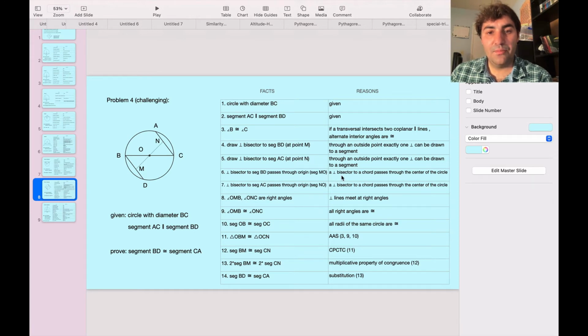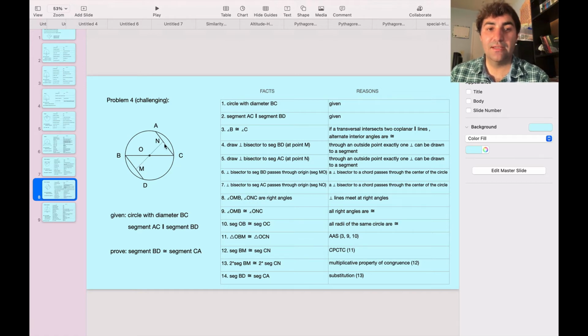So we know that a perpendicular bisector to a chord passes through the center of the circle, right? That's one of the theorems we showed in the last video. So the perpendicular bisector to segment BD passes through the origin. I'm going to call the segment MO the part of the perpendicular bisector between point M and point O. And then I'll call segment NO the part of the perpendicular bisector that passes through the origin, right, to segment AC. Now, we know that perpendicular lines meet at right angles, so angle OMB and angle ONC are right angles.